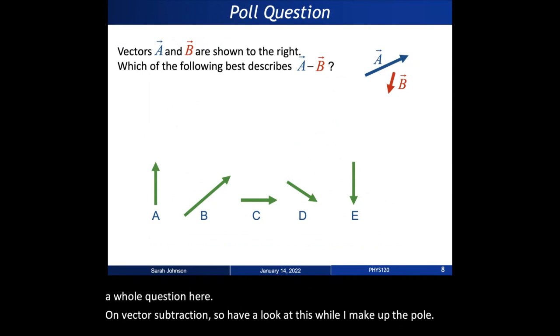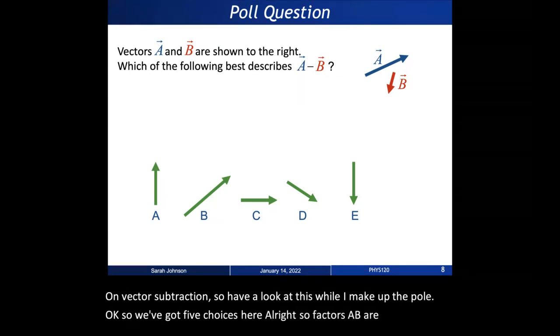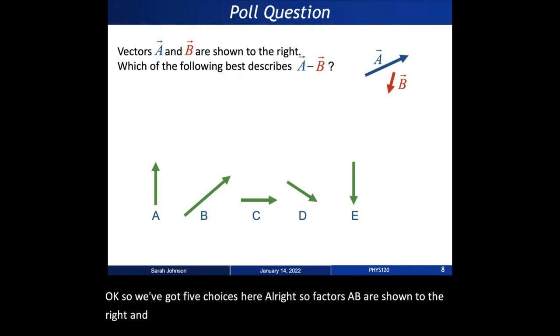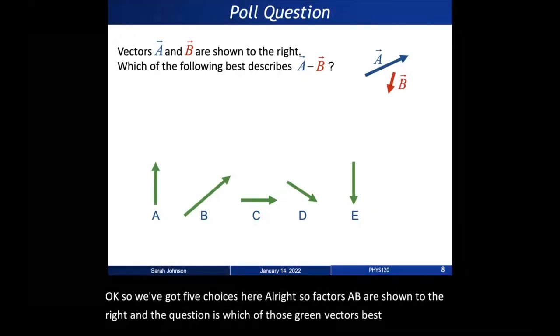Okay, so we've got 5 choices here. Vectors A and B are shown to the right. And the question is, which of those green vectors best describes A minus B?